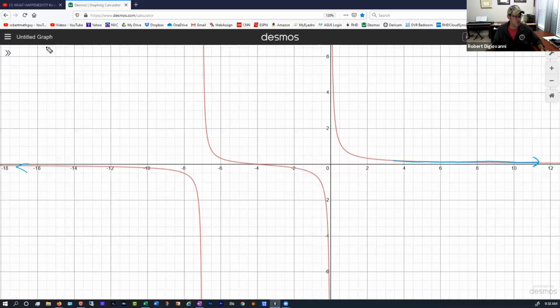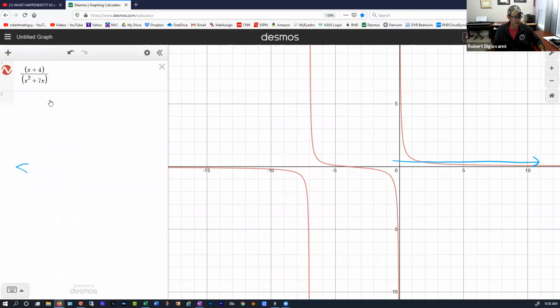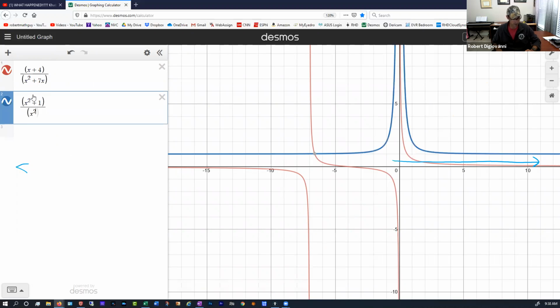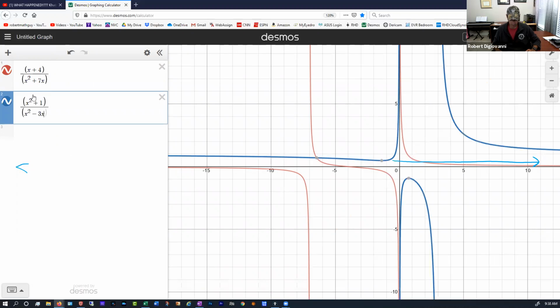Now, I want to show you a different graph just so you can see that it doesn't always have to be the x-axis. So what I'm going to do is give you another rational function. Let's go x squared plus 1 over x squared minus 3x. Okay, yeah, let's do that one. And I'm going to hide the other one so we don't get confused by the two here.